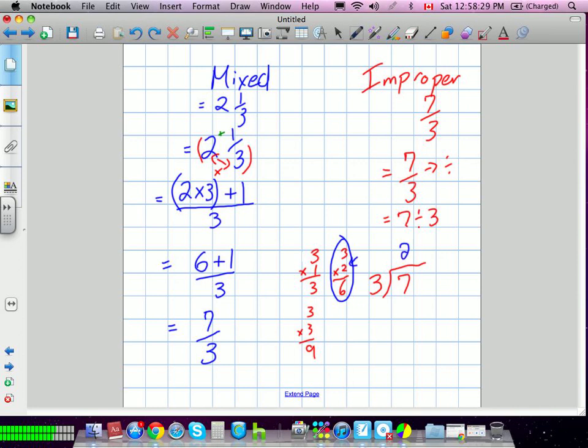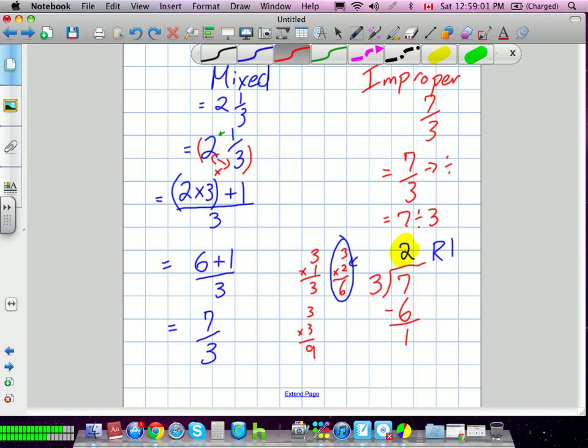So we put the number 2 on top. Now remember we did already 3 times 2, so now I put the 6 below. That's what 3 times 2 is. And we subtract. 7 subtract 6 is 1. 1 is our remainder. Now this is very important because these are going to tell us how to make our mixed fraction. The whole number is going to be the number 2. And our remainder is important because that's going to be the numerator of our fraction. So we still have it over 3. 1 over 3. So 2 and 1 over 3.